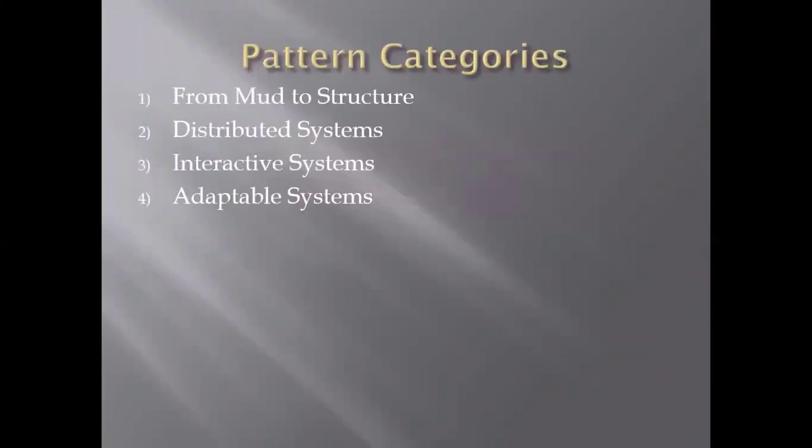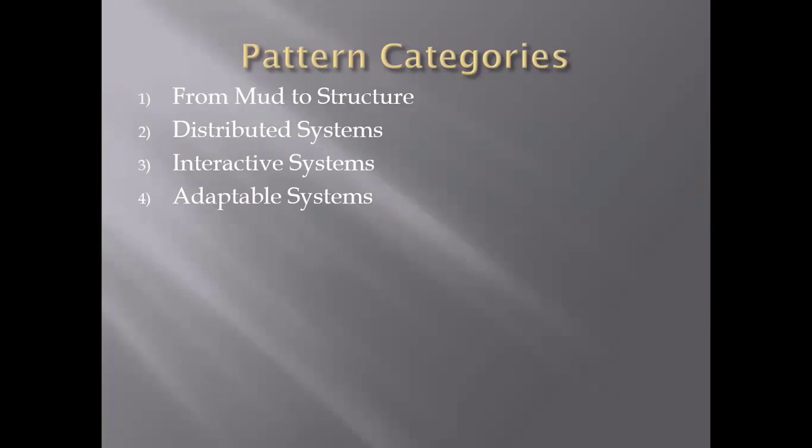In this architectural pattern, we have mainly grouped it into four categories. The first one is from mud to structure, then distributed systems, interactive systems, and adaptable systems. Let us see the first category, from mud to structure. In this type, we are mainly studying decomposition. Decomposition of the entire structure, and how we are decomposing the entire structure.